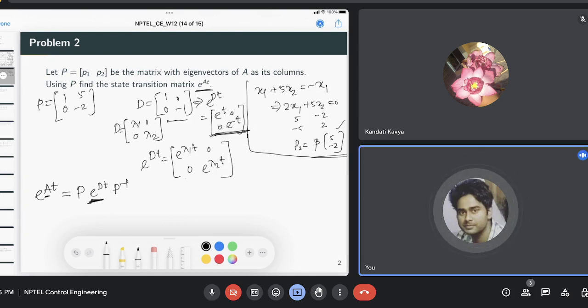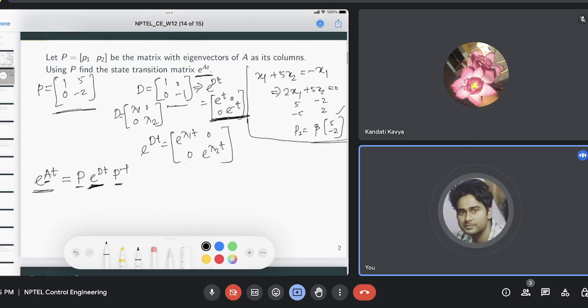Once we compute the state transition matrix of the diagonal matrix, we just have to multiply by this P matrix, which is the eigenvector matrix. Then we can compute the state transition matrix of the original A matrix. For that we need P inverse. We already have P, so we compute this P inverse. P inverse is the adjoint of P divided by the determinant of P. So the determinant of P, we can compute here.